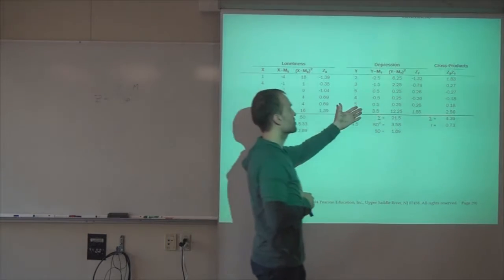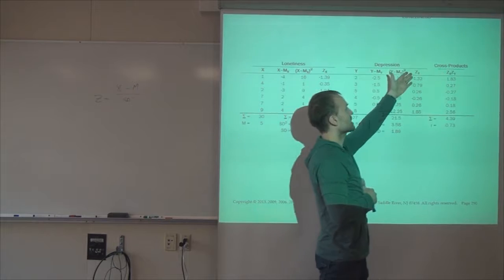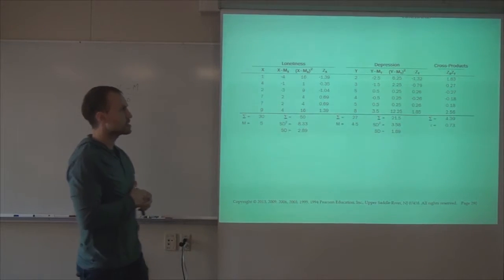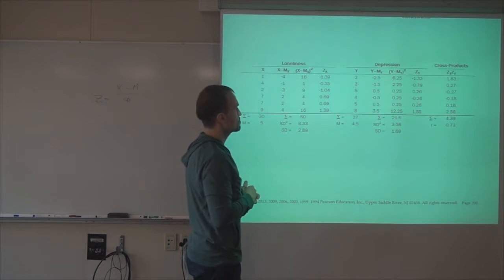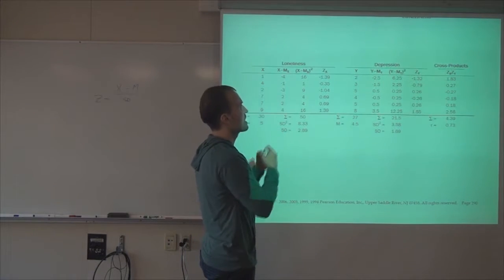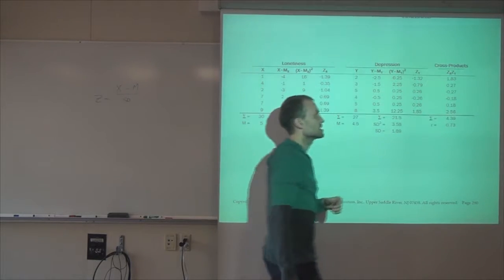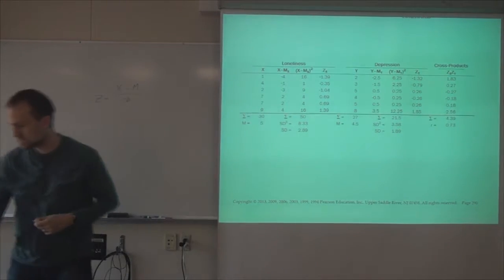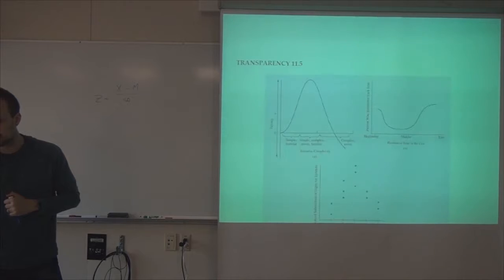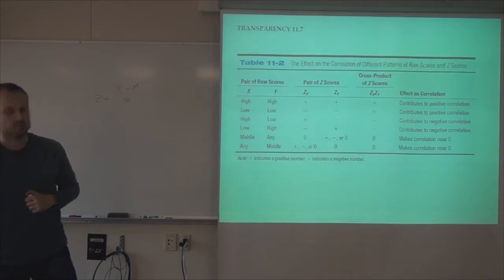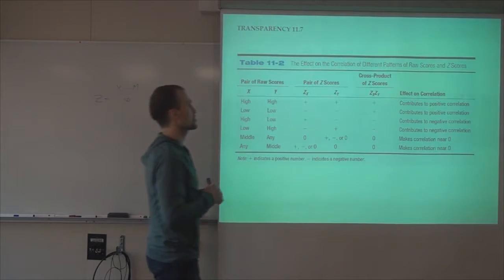I'll do the same for the y values. I'll get z-scores for them as well. And now I want to see how these guys relate, and I'm going to do that by way of multiplying the two z-scores. Let's just see, and we'll come back to this in a second, let's just see the different things that could happen when I multiply the z-scores with each other.